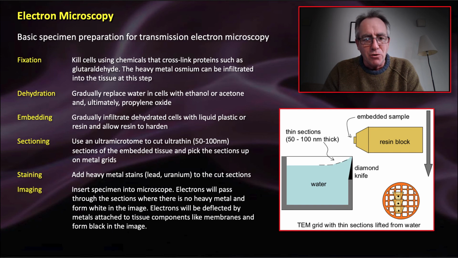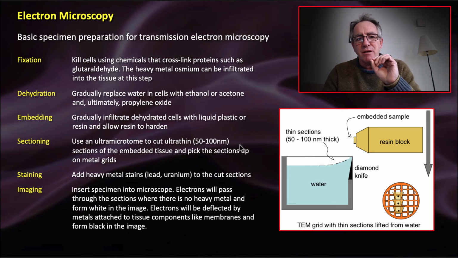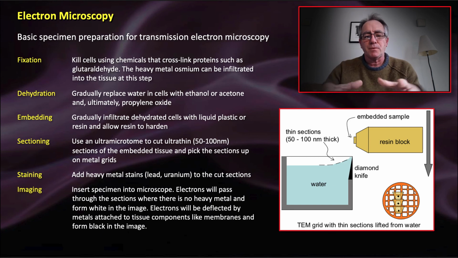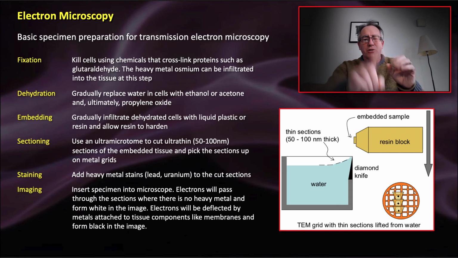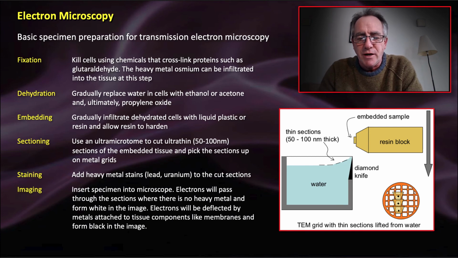These sections are so thin, there's the thickness right there, 50 to 100 nanometers, unimaginably thin. Electrons will go whizzing right through that, which is what we want. We want the electrons to go through the resin where there's nothing interesting in the tissue. I'll show you a picture to illustrate what I mean on the next slide. So electrons will go right through there.